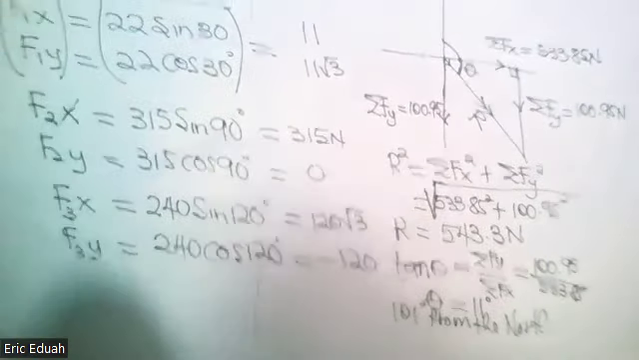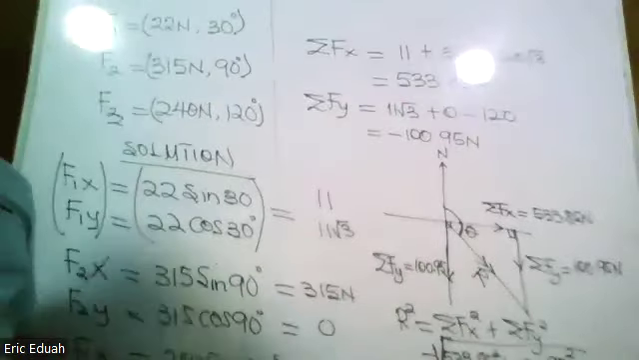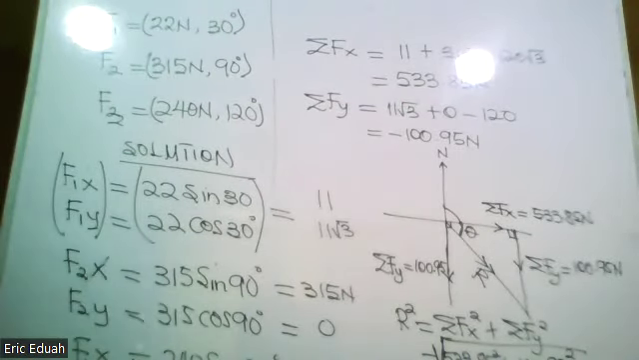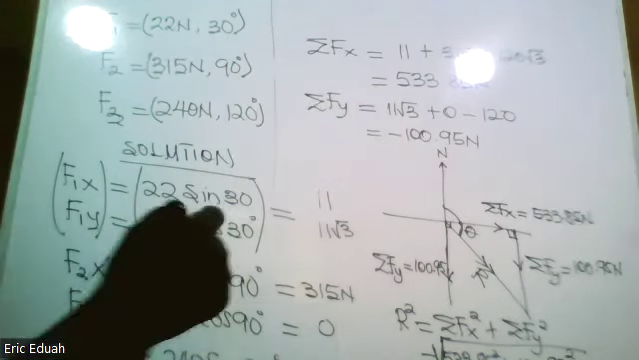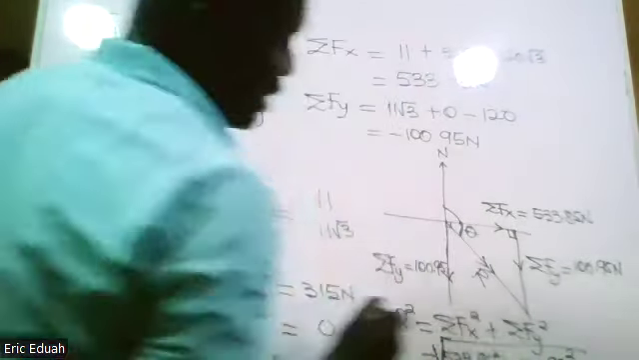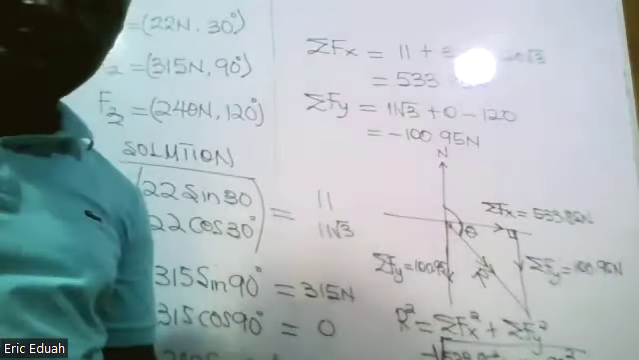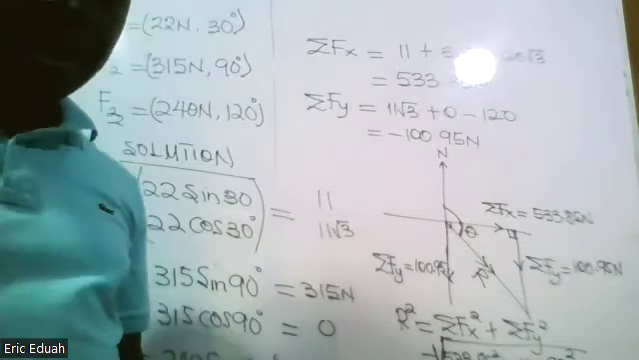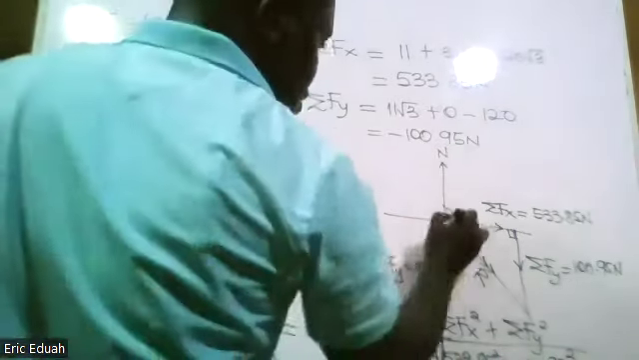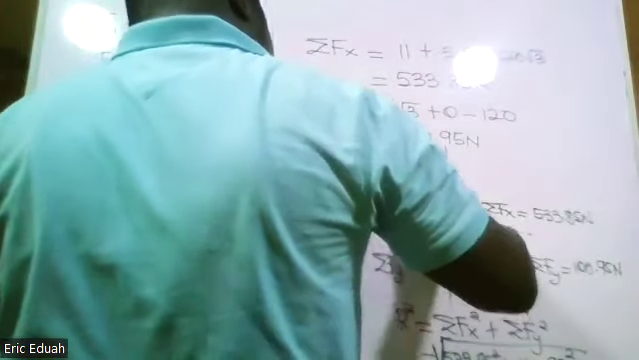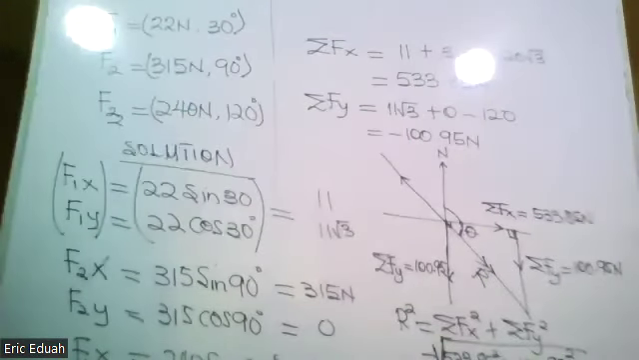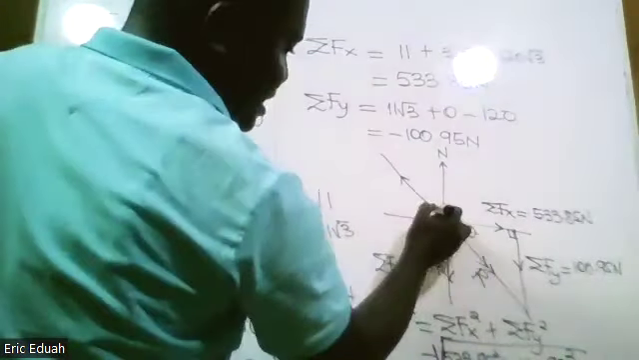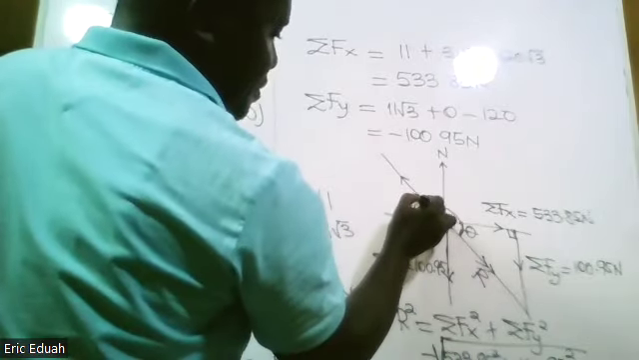Yes, please. The equilibrant. The equilibrant has the same magnitude as the resultant. However, its direction is opposite to the resultant. So once you found the magnitude of the resultant, it is equal to the magnitude of the equilibrant. What we need is just the direction. So the equilibrant must act in the opposite direction. If this is 11, this is also 11.